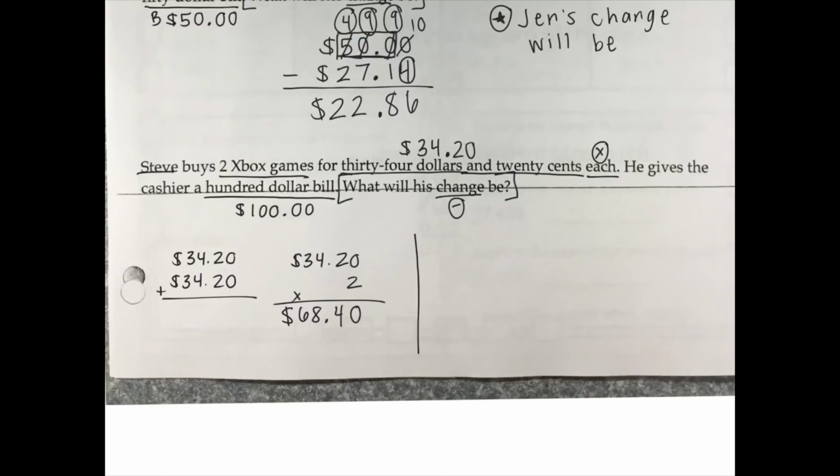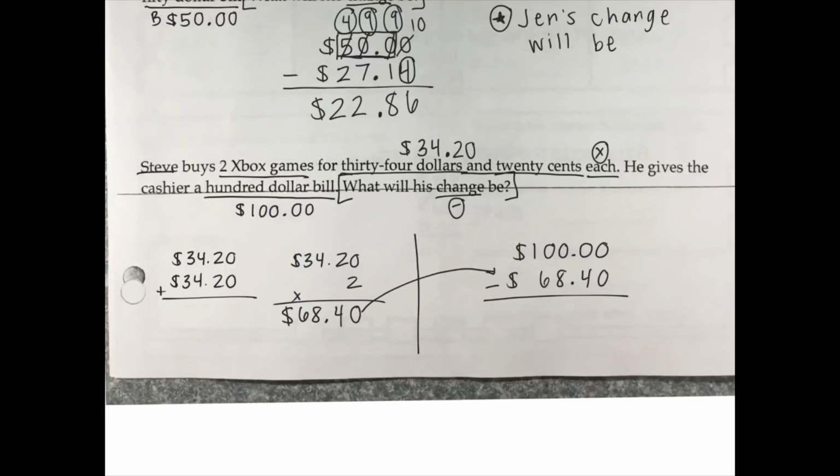He paid with a $100 bill. We need to know what his change is going to be. So I'm going to take my bigger number, which is $100. I got that right here in the problem. And then I'm going to subtract the total cost of both video games. So if I draw my arrow over and write $68.40, make sure that everything is lined up correctly. So you have your cents lined up, your ones column lined up, tens column, and your 100 column by itself. Then we can go ahead and subtract.